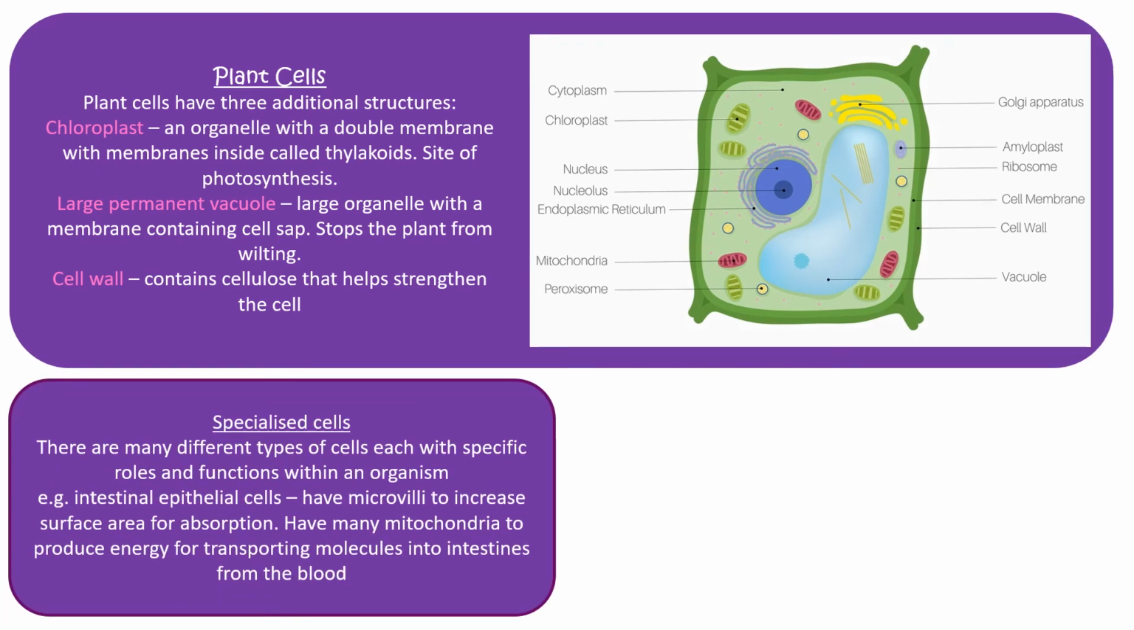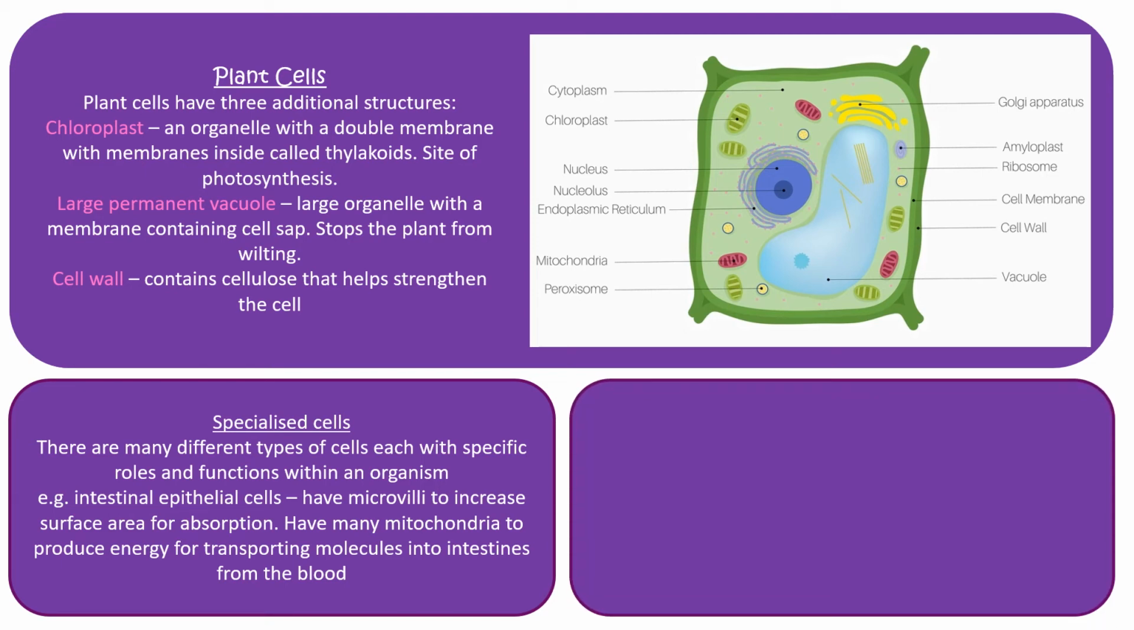We also need to know about some specialized cells. So we'll start with the intestinal epithelial cells. Specialized cells have a specific function, and they have maybe slightly different structure in order to help them carry out that function. So intestinal epithelial cells have microvilli on their surface to increase surface area for absorption.